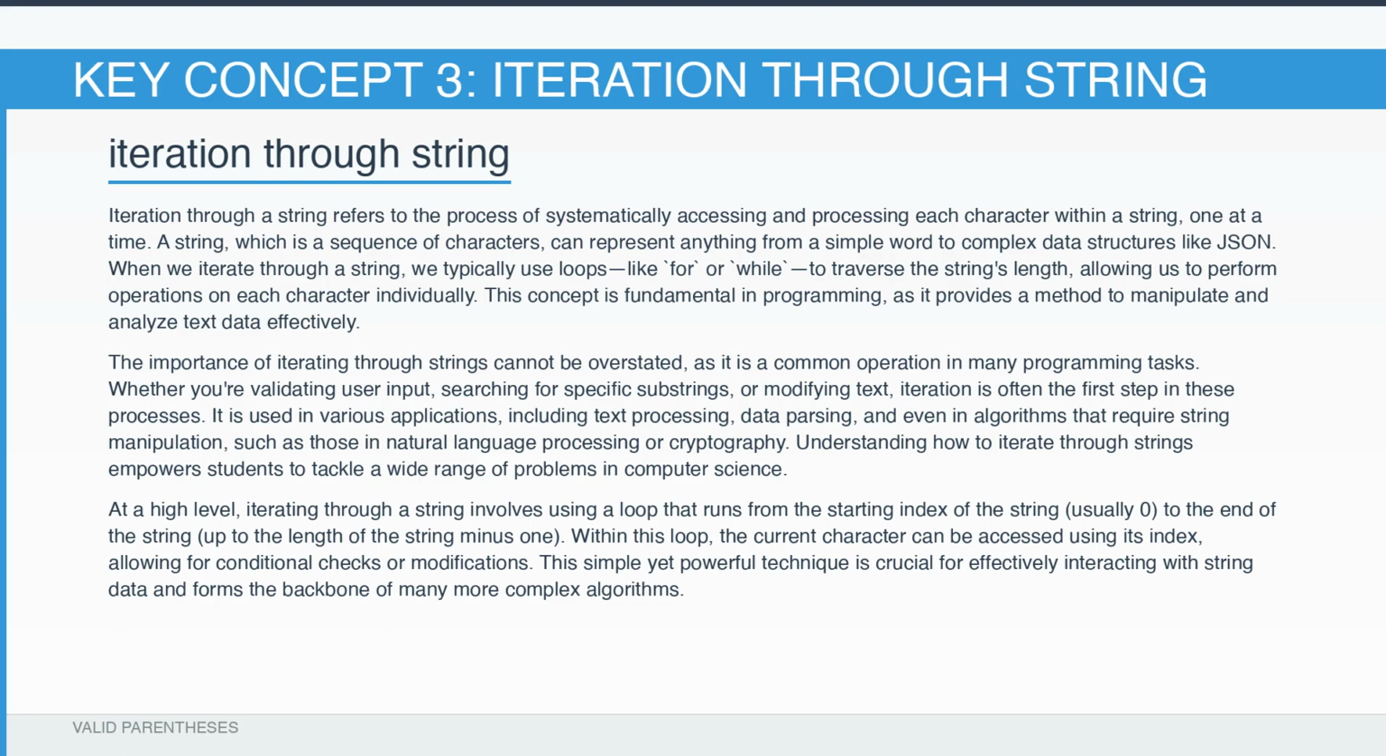At a high level, iterating through a string means using a loop that starts from the first character and goes to the last. Inside this loop, you can access each character by its index, which lets you check conditions or make changes. This simple yet powerful approach is crucial for working with string data and is foundational for more complex algorithms. Understanding this concept opens the door to tackling a wide range of programming challenges.